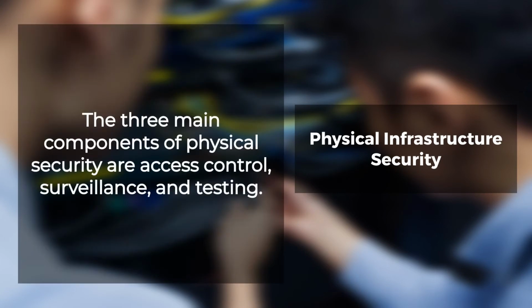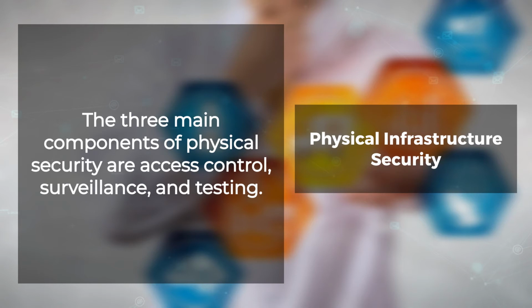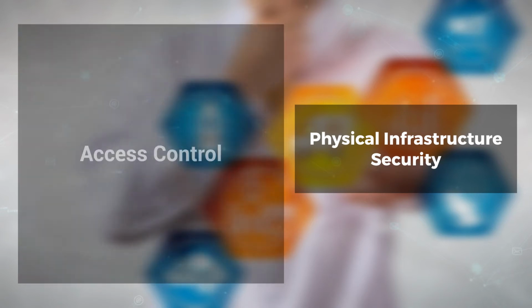The three main components of physical security are access control, surveillance, and testing. Implementation, improvement, and maintenance are required to ensure the continued success of a physical infrastructure security program.